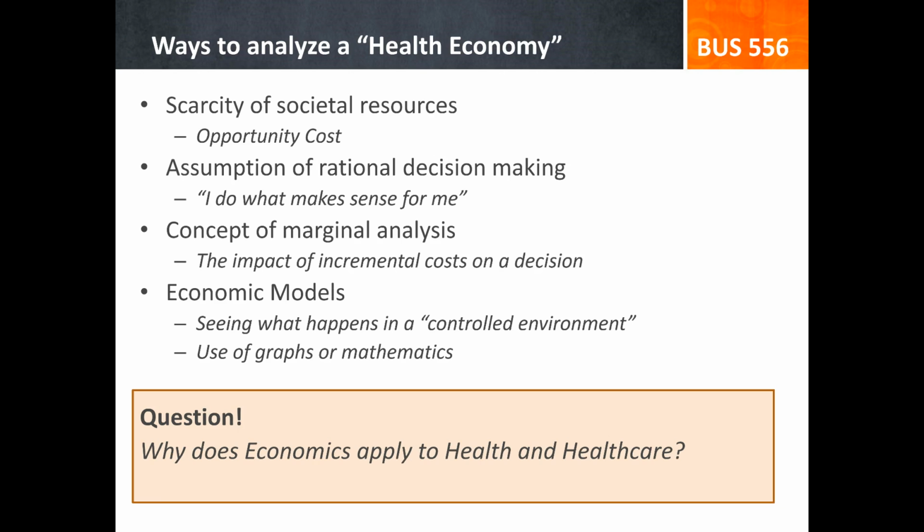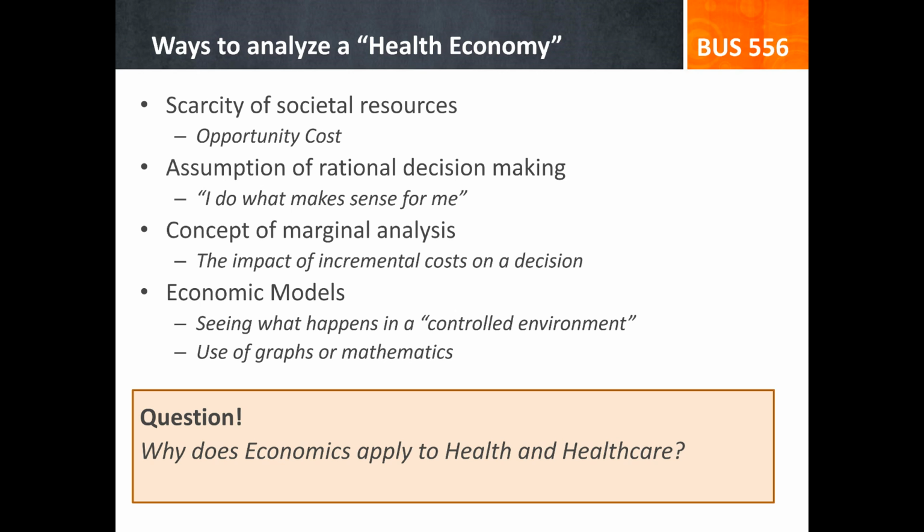So when we think about the economy and bring that to healthcare, let's think about how to analyze the health economy. When we talk about scarcity of societal resources, we talked about this. We don't have enough doctors to take care of all of our patients. So there's a scarcity. When we think about how to make decisions, we have to think about the opportunity cost. This is a key vocabulary word in health economics. Opportunity cost measures the decision of what you give up. The value of what you give up is the decision.